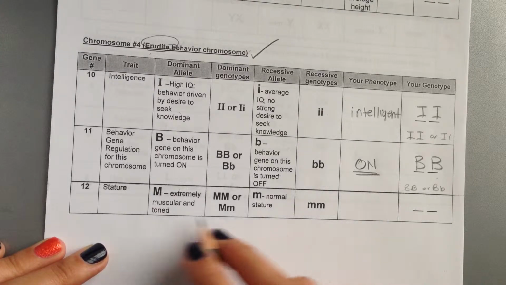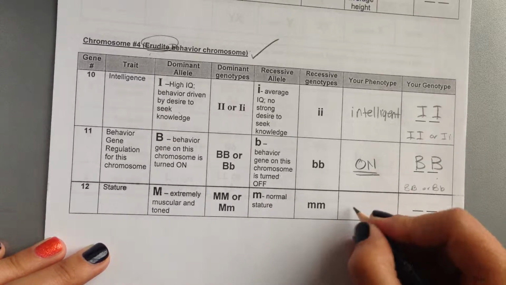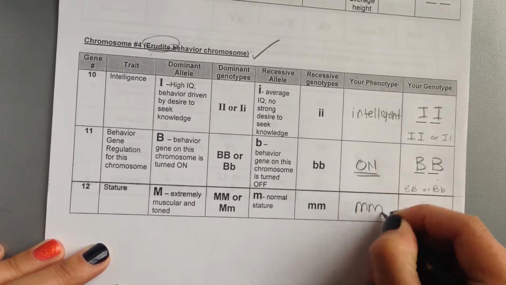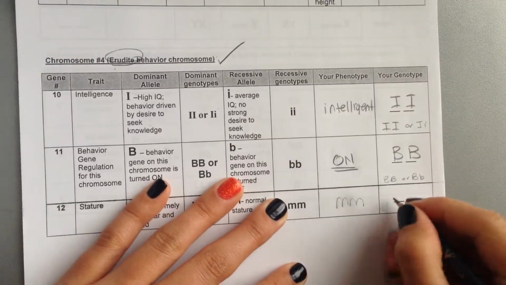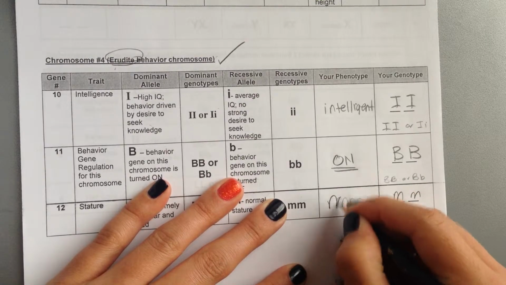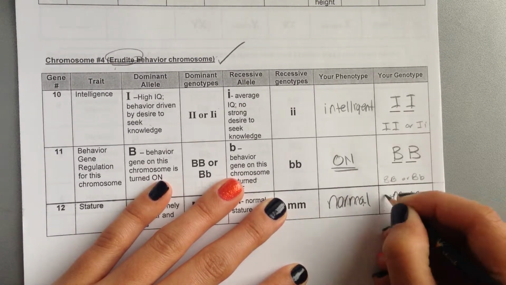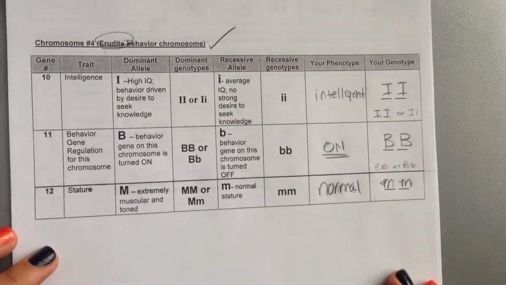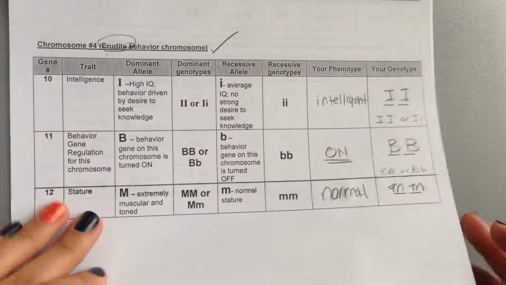And where it says stature, it can either be extremely muscular toned or normal. I'm going to go ahead and choose normal. 2 of the little m's, oops, that should not go there, and I'll write normal. Make sure you make your lowercase letters look lowercase, put a little tail on it like that. So this is what my intelligence would look like over here.